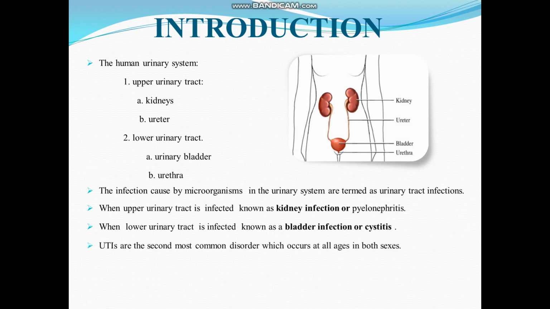Urinary tract infection is the second most common disorder and occurs at all ages. It occurs in both sexes, male or female. But women are more prone to UTI as compared to men. That means women have a higher risk for UTI, because of the anatomy and physiology of the female urinary system.